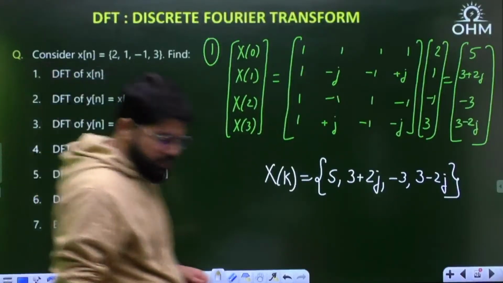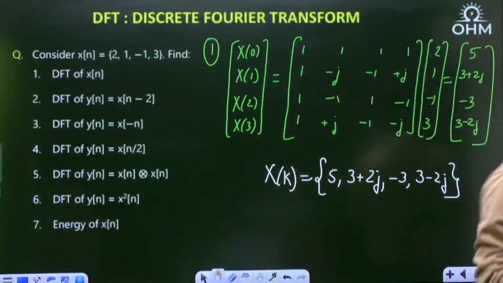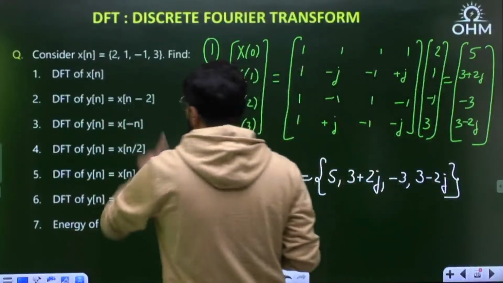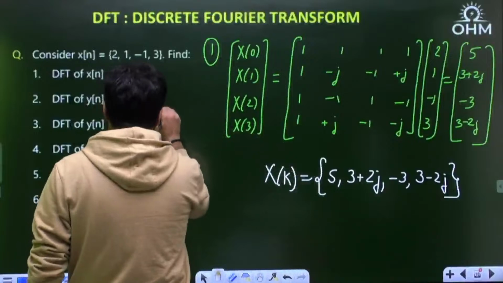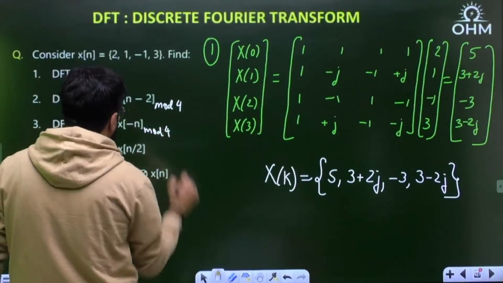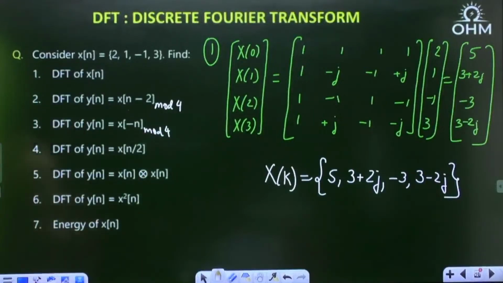Okay, next calculation. Let's go to the next question. Have a look at the next question. Find the DFT of y[n] equal to x[n minus 2], x of n minus 2 mod 4 to be specific.